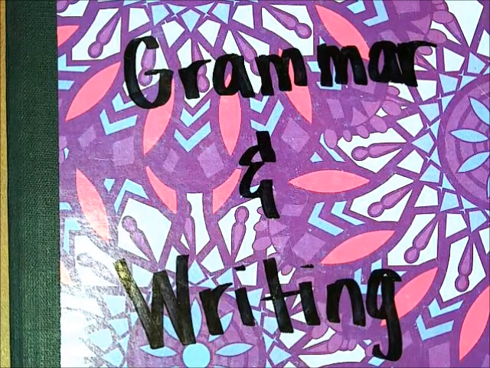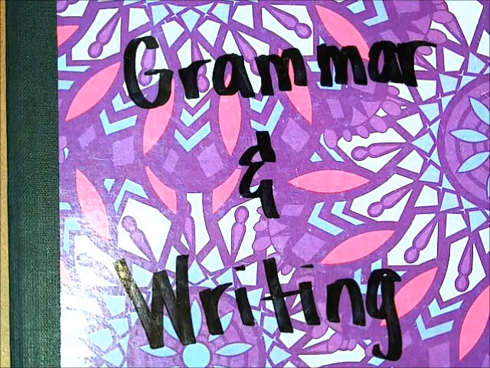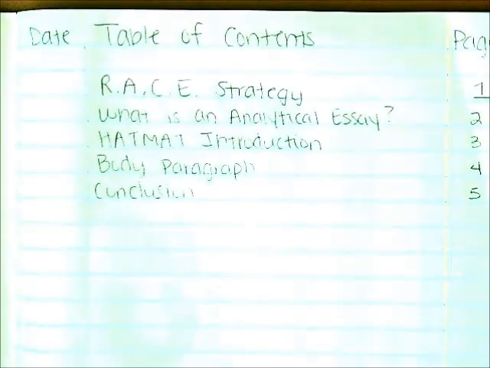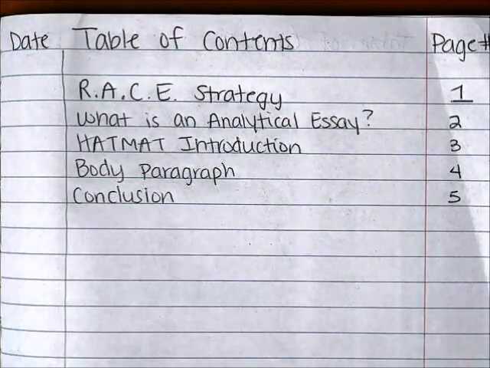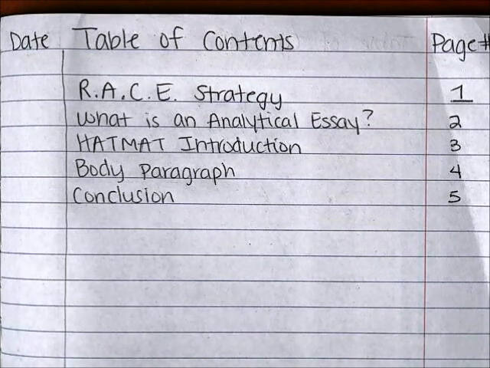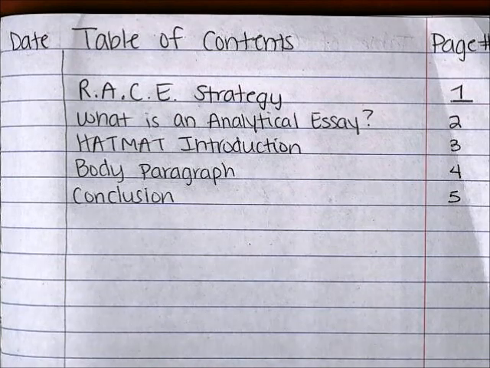Okay, so this is our grammar and writing notebook, and this is what it should look like on the inside. When you first turn to your first page, you should have your table of contents. Now, if you want, you can go ahead and pause the video and write this down. The first thing you should have written down is the race strategy, which we already did in class. Then you should go on to what is an analytical essay, hat-mat introduction, body paragraph, and conclusion.